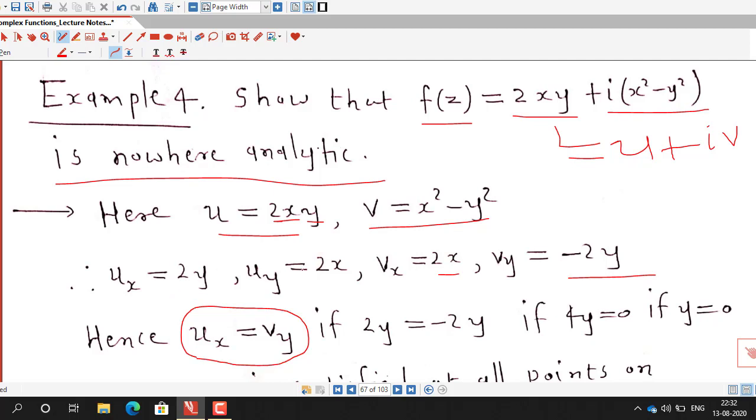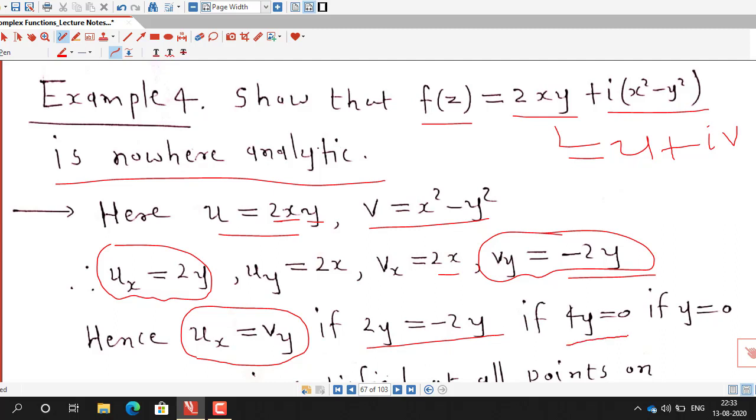So now we check at which points these two are equal. So u x and v y, okay, we have to concentrate on these two, u x and v y. So these two are equal if 2y equal to minus 2y, and if we take this 2y on left hand side, this is true if 4y equal to 0, but 4 is non-zero, so 4 into y equal to 0 is possible if y is 0, because 4 is non-zero.